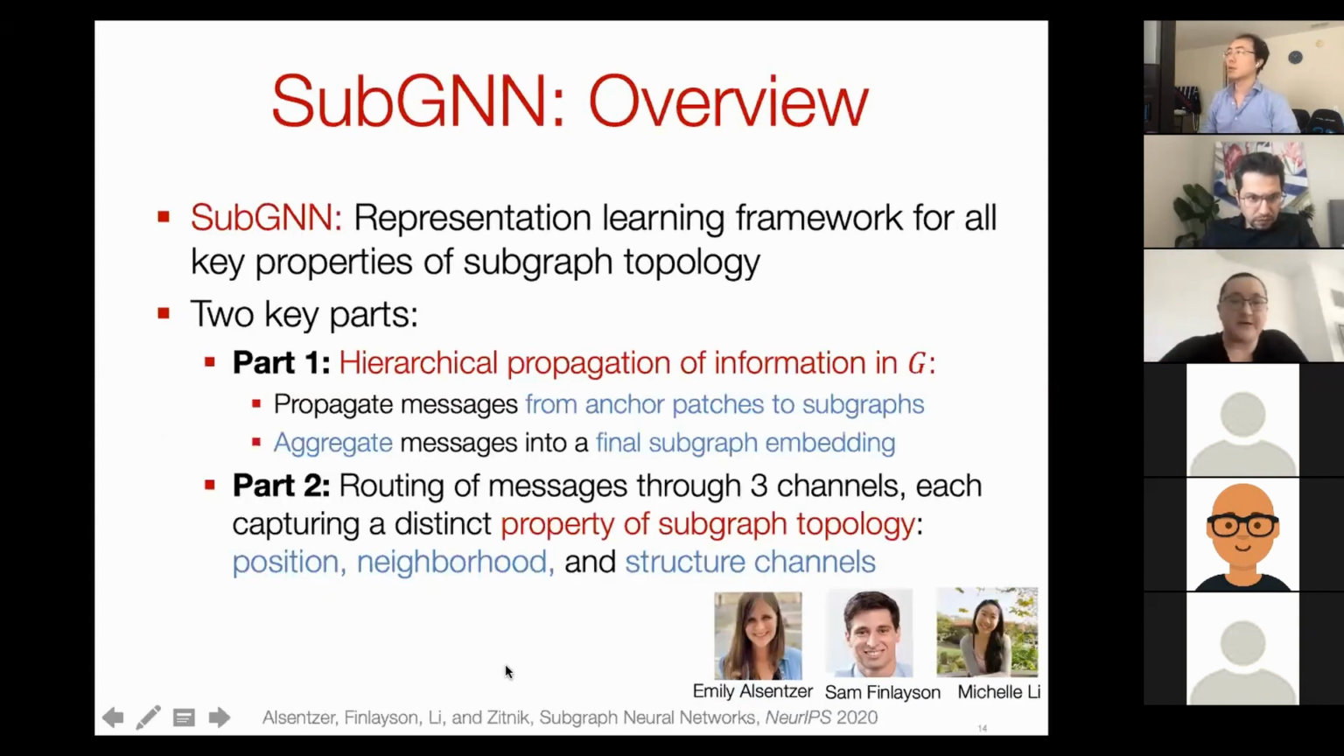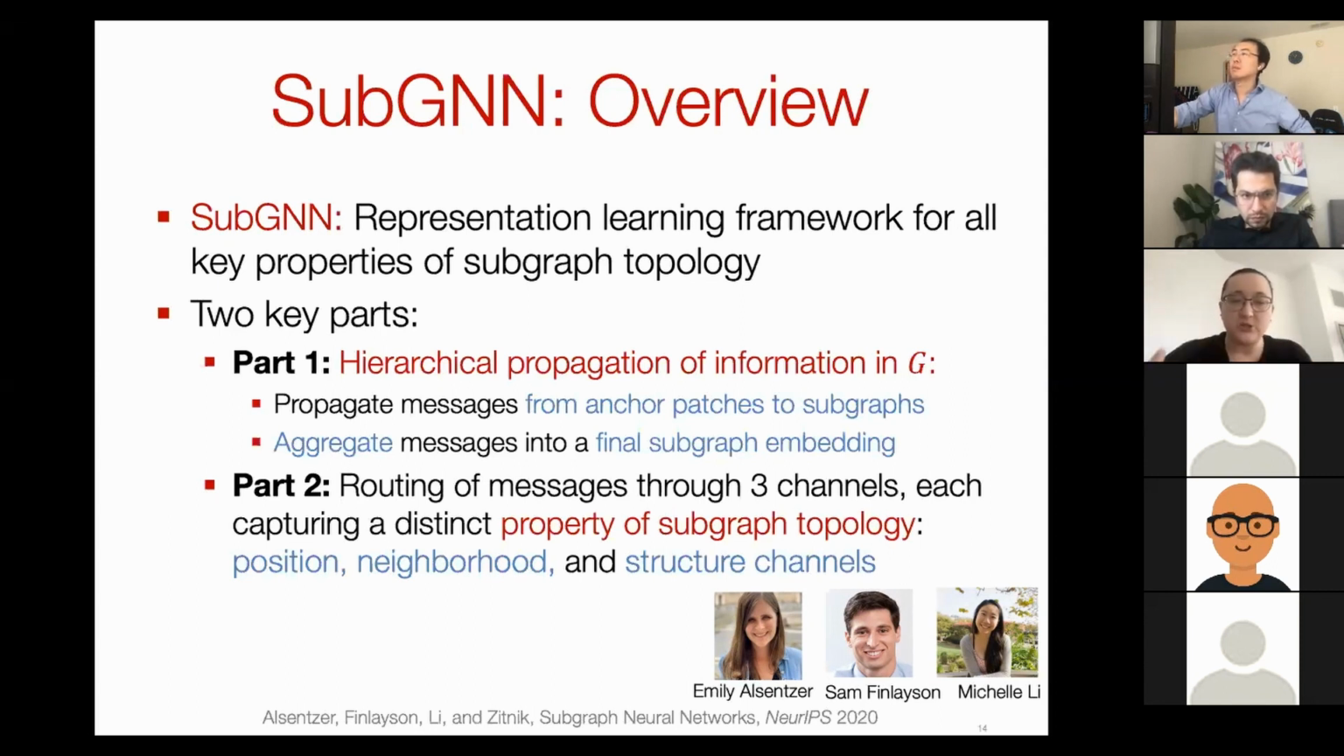Okay, so the overview of SubGNN is that it has two key parts. Part one is where we specify a transformation function, called the neural message passing function, that can hierarchically propagate information along edges in the underlying graph. It does so by specifying some form of neural messages that get propagated from the rest of the graph into the subgraphs that we want to embed. And those messages are aggregated to generate embeddings.